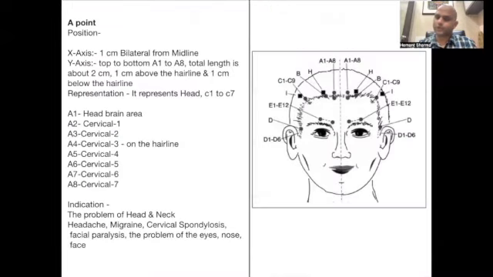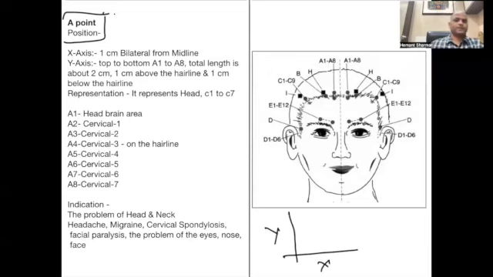So let's talk about the A point. If we talk about the axis, this is the x-axis and this is the y-axis. X-axis means it's 1 centimeter bilateral from the midline. So from the midline, if you go 1 centimeter, that is the A point.